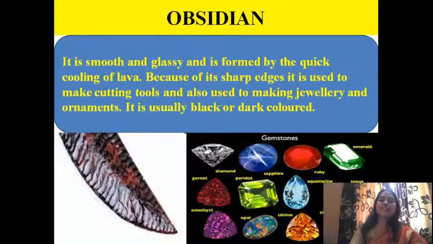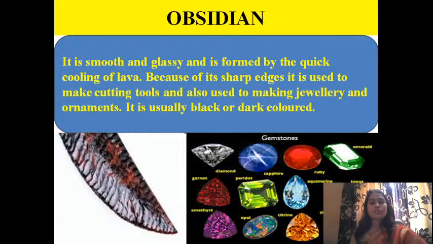Now you can see obsidian. This is another kind of what? Igneous rock. Yes, and the texture of this rock is very smooth. Okay, what is the texture? The texture of this obsidian rock is very smooth and glassy. Okay, it shines, right? And it is formed by the quick cooling of lava.